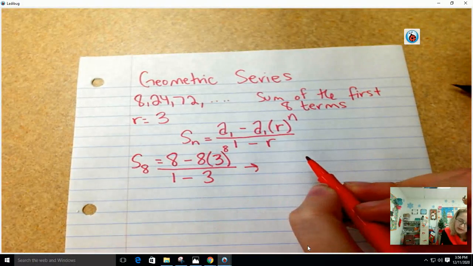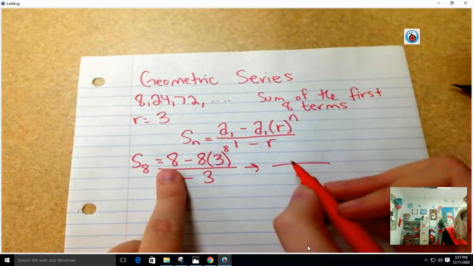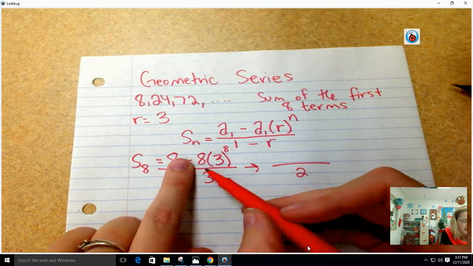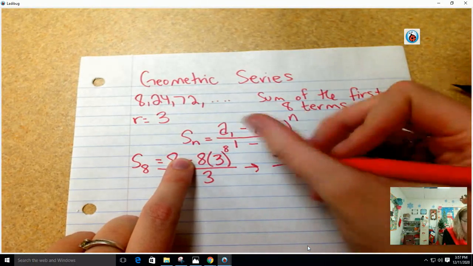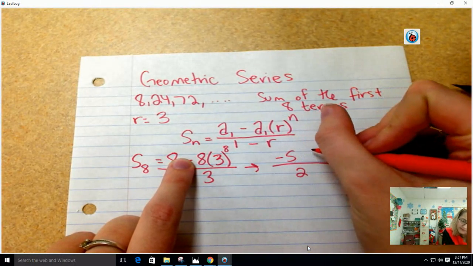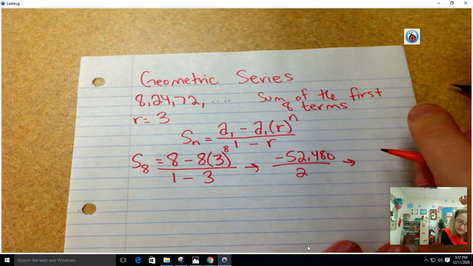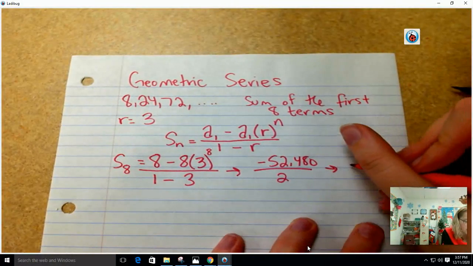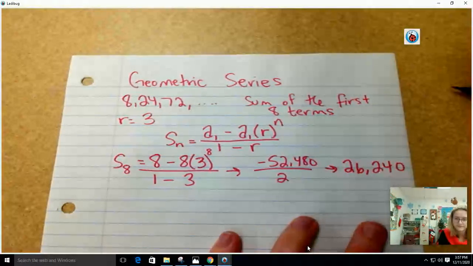So we're going to type that in, and we're going to get 2 on the bottom. Then we're going to get 8 minus, type in 8 times 3 to the 8th, make sure your 3 is in parentheses, and that's going to give you negative 52,480. Divide that by 2, and that's going to give you the sum of the first 8 terms is 26,240.